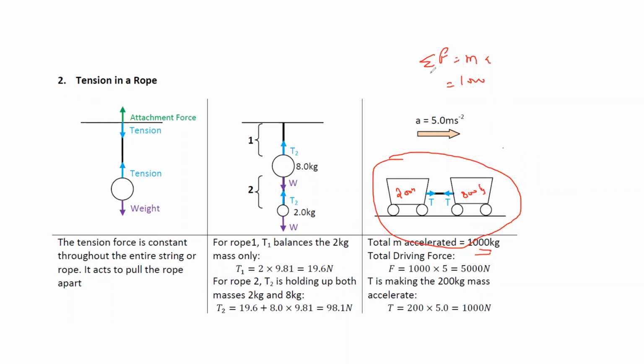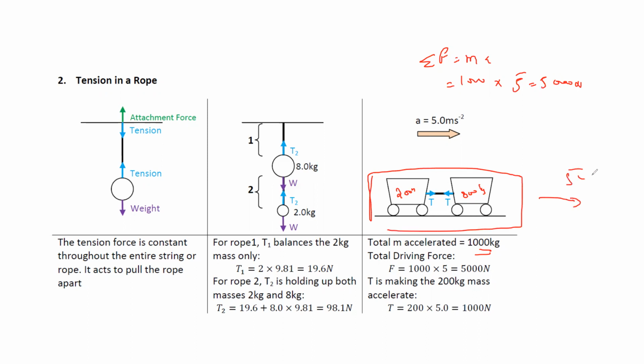So if we want the total driving force, or basically the resultant force, which is ma, m is the total mass 1000 and the acceleration of this object is 5. So the total driving force is 5000 Newton. That is the force which is driving this system.